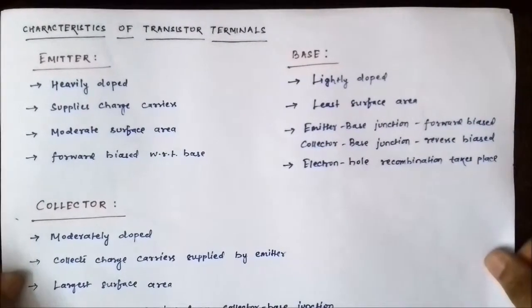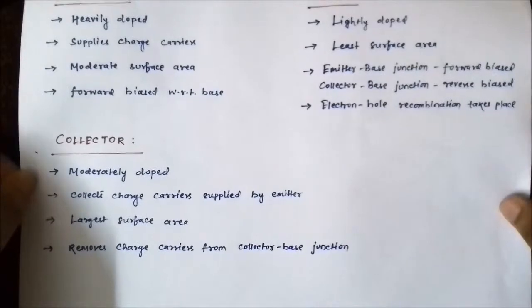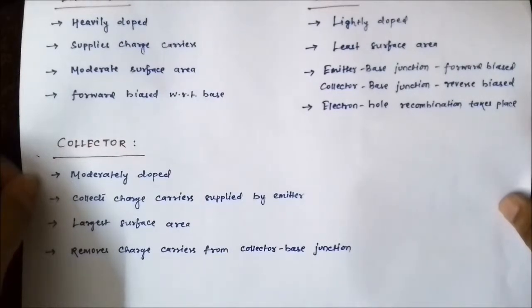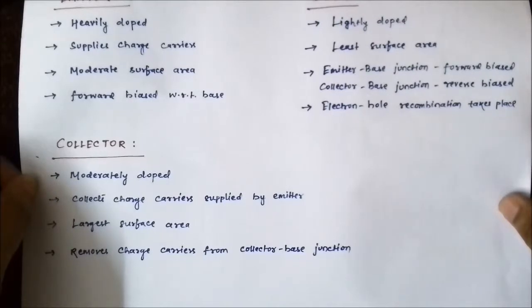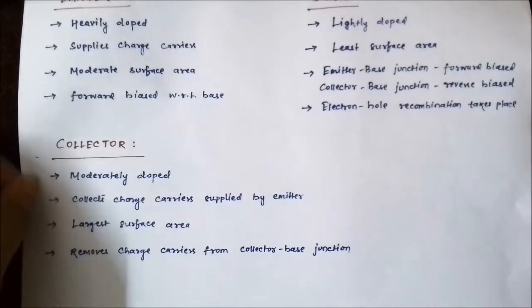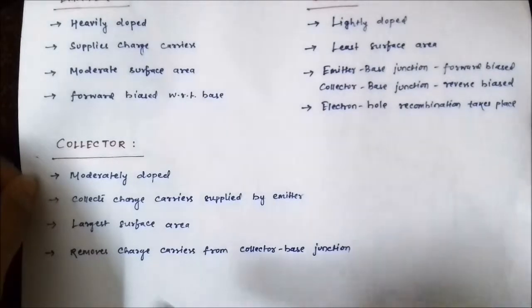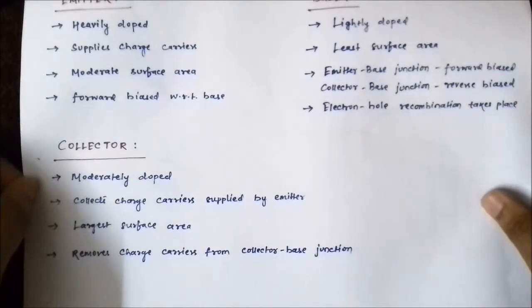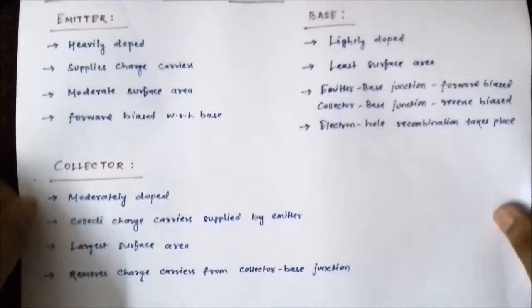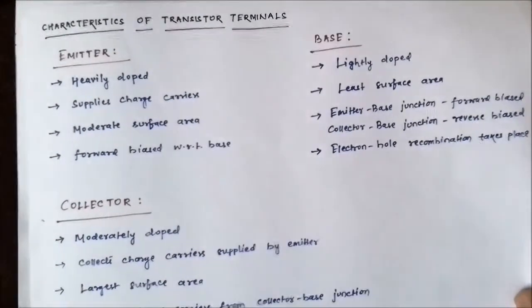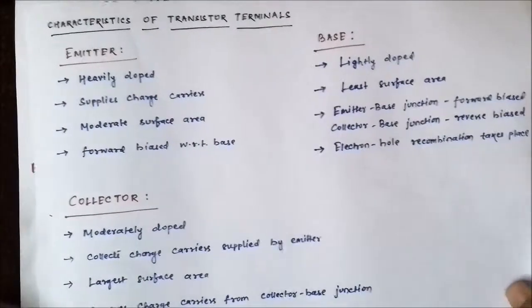Okay. Next is the collector. So, the doping level of collector is moderate, it is more than that of base, but less than that of emitter. Its function is to collect charge carriers and to remove charge carriers from the collector base junction, and its surface area is maximum for efficient heat dissipation. So, these are some of the bullet points related to the characteristic features of the transistor terminals.